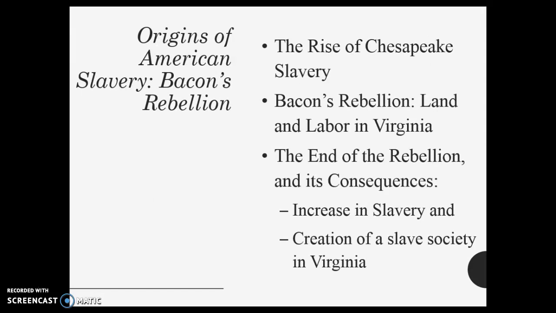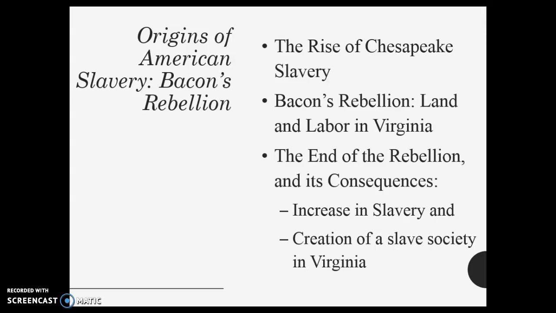Rise of Chesapeake. We see that a lot in the Chesapeake, the Virginia, Maryland area where they're growing tobacco. More and more slavery needed there, and so you're going to have it there. But one of the things that happens is this Bacon's Rebellion, and a lot of this is in the notes, the full details. But essentially, this is a fight partly between the poorer whites and the landed planters.